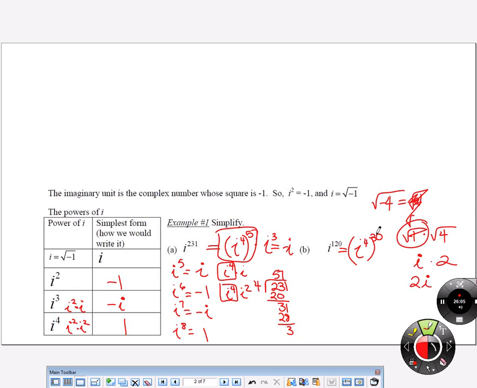So, nothing extra over here, which means i to the 120th power is really equal to 1, because it's the same as i to the 4th being used over and over and over again with nothing else, so just 1 times 1 times 1 times 1 times 1.